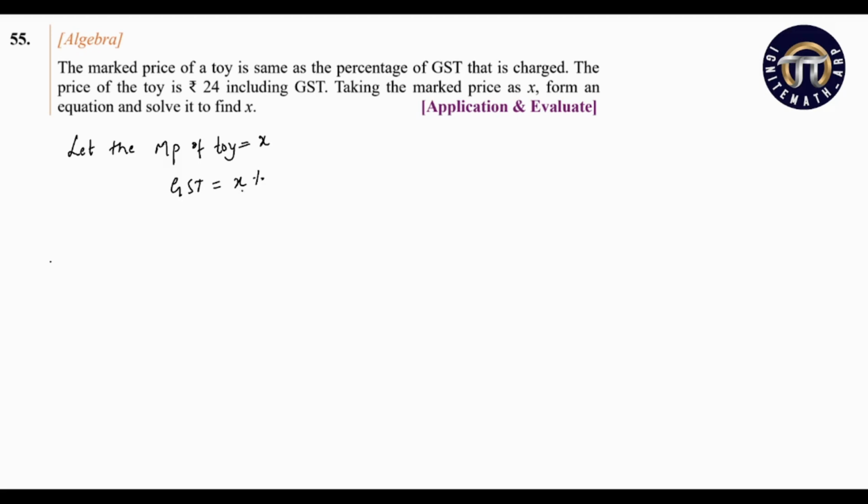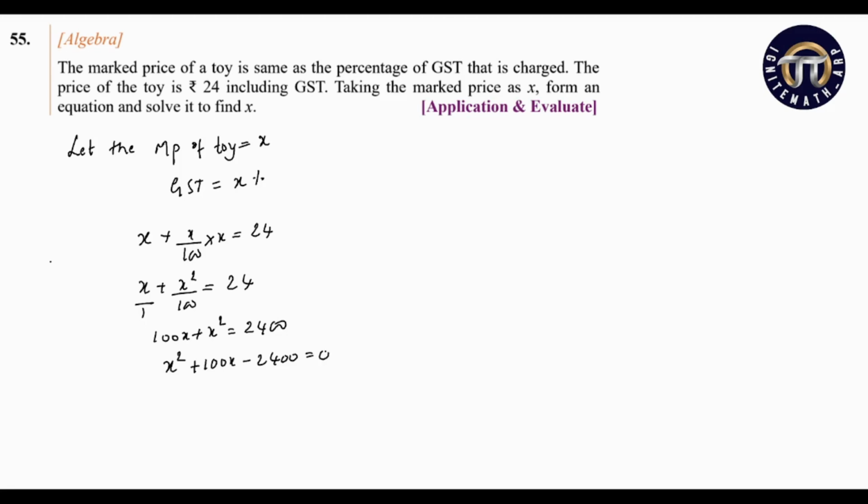Whenever you are paying money to purchase the toy, it is the actual price of the toy plus the GST percent of the toy, that is x/100 into x, together giving 24 rupees. So I can write x + x²/100 = 24. When I take the LCM, it becomes 100x + x² = 2400. Now I have to express it in standard form: x² + 100x − 2400 = 0.